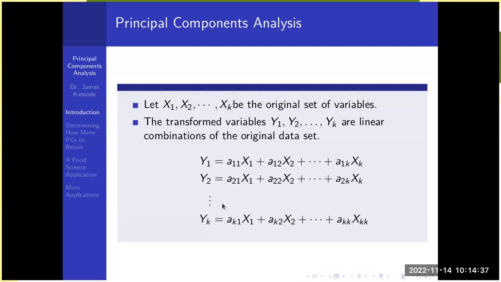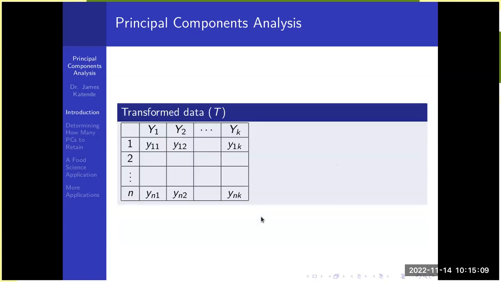So what we do is we transform the data into another set of variables, which we call y1, y2 up to yk. The transformation will be linear combinations of the original data. Each of these y1, y2 contains information about all the variables in the original data set, but now they are weighted to show their importance within each of the new variables. These new variables are what we call the principal components. Once you do the transformation, you will have a new data set, which is exactly the same size as the original one.